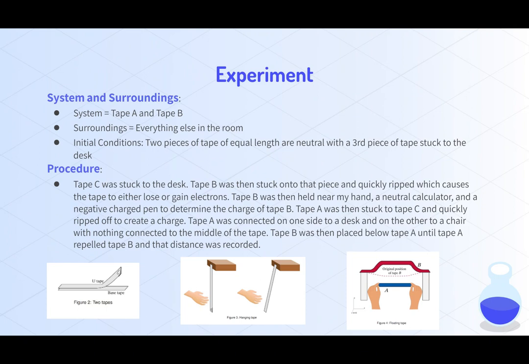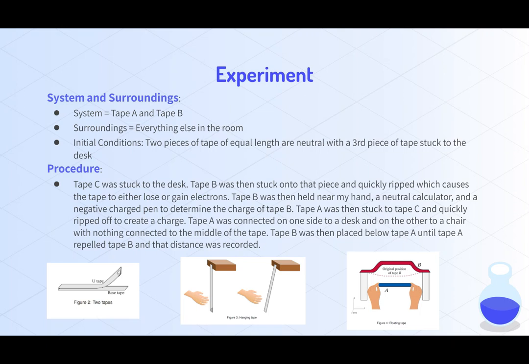So for the procedure, tape C was stuck to the desk. Tape B was then stuck on top of it and quickly ripped off, which caused it to either gain or lose electrons. That had not been determined yet. Tape B was then held near my hand, a neutral calculator, and a negatively charged pen in order to determine the charge. Tape A was then stuck to tape C and quickly ripped off as well.